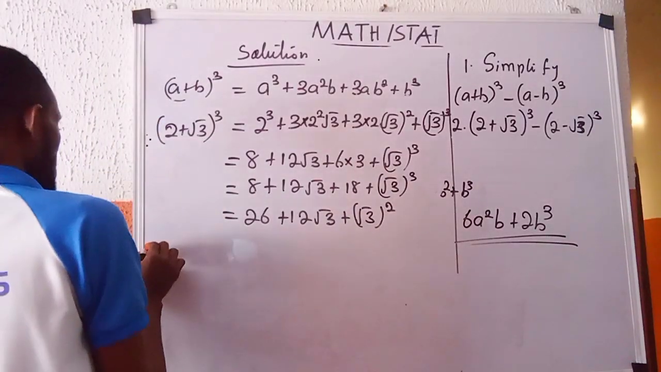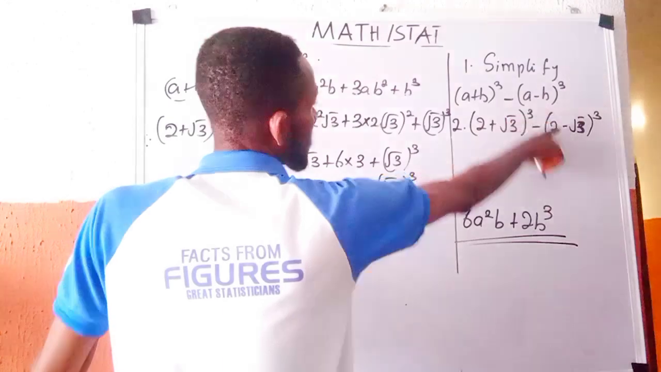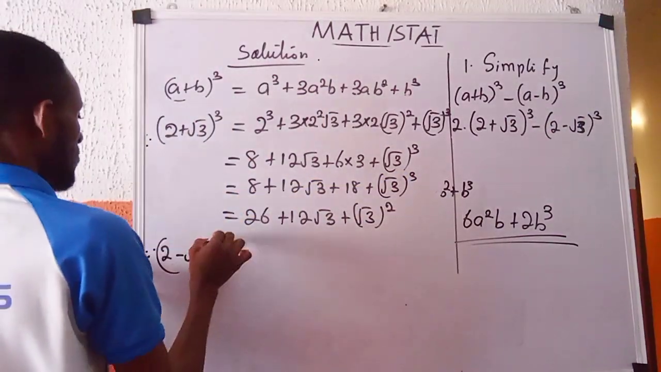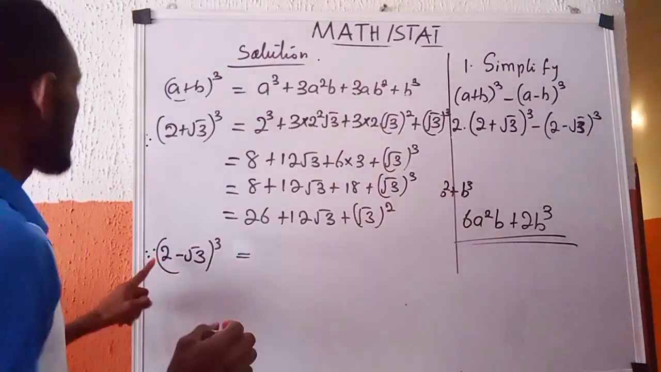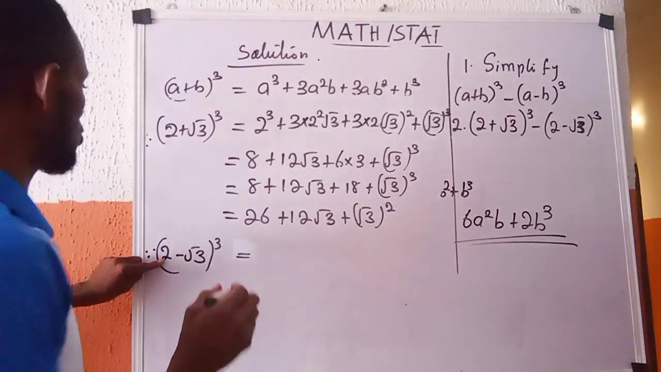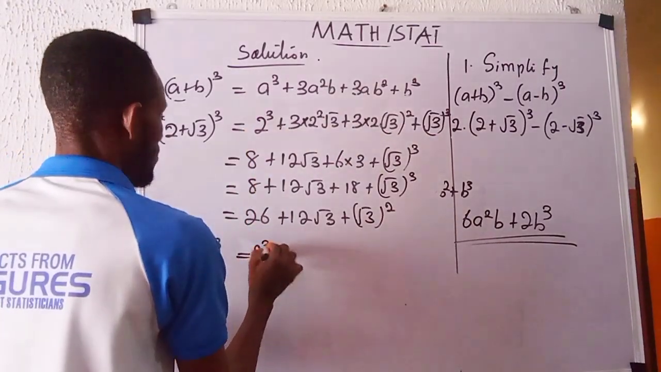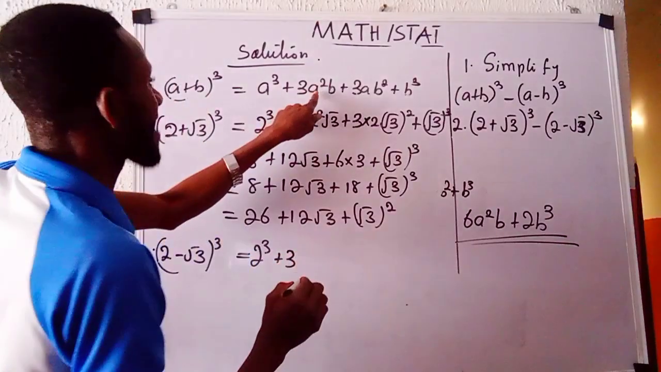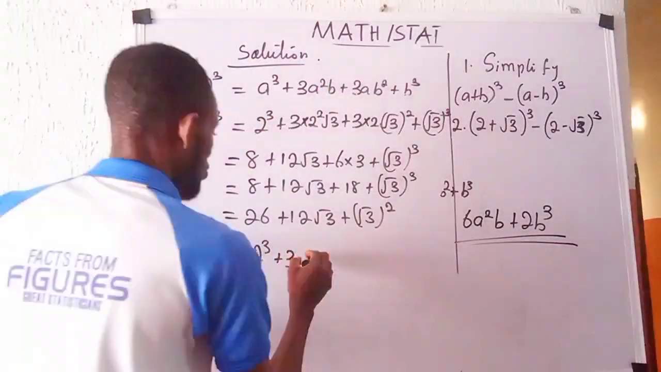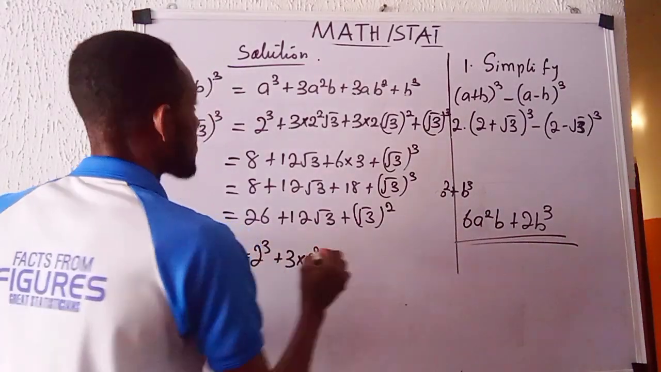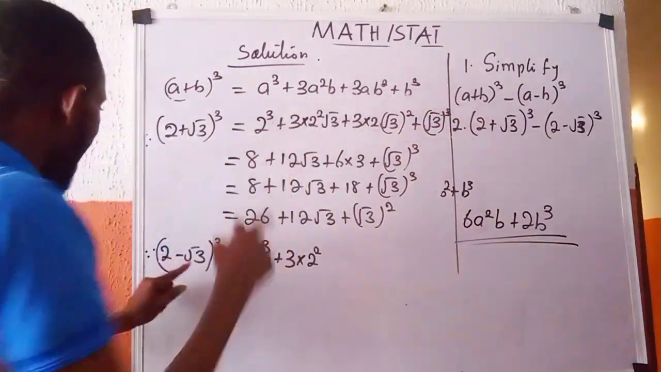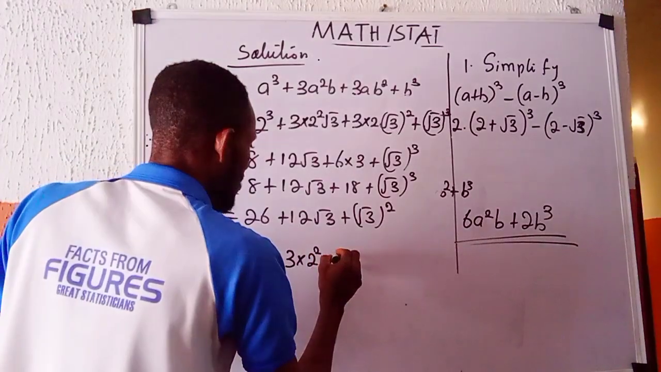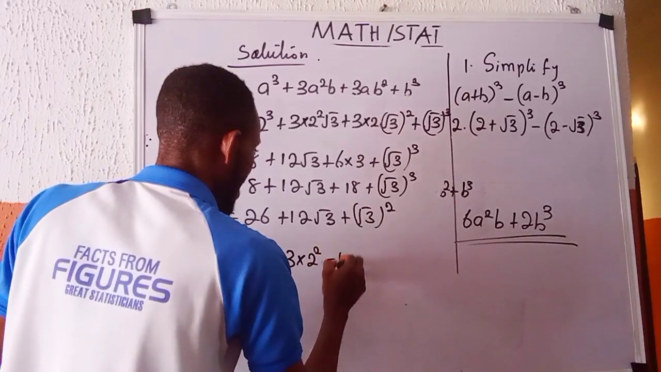We now come here and see. Therefore, we now call up this one. What we have here is 2 minus root 3 all raised to power 3. This equals: here is my a, it still remains 2, so I still have 2 raised to power 3 plus. Here is my 3, so I have my 3. Here is my a raised to power 2, which is still 2, multiplied by 2 raised to power 2. Then here is my b, and my b is minus root 3, so you now have minus root 3.